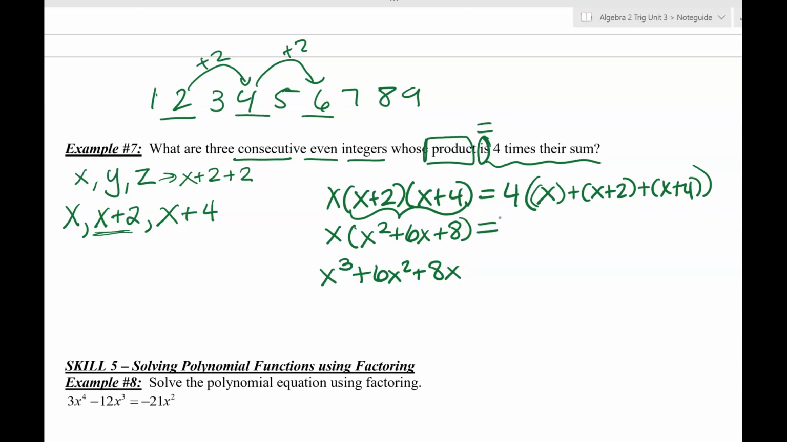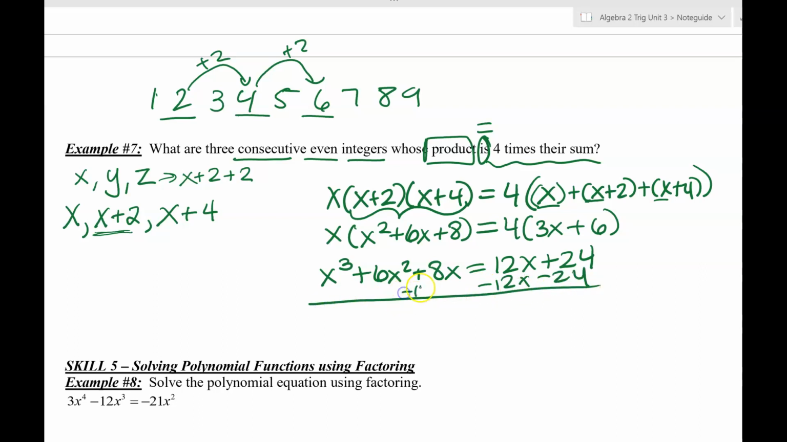What's happening on the right side? Here I can combine like terms. So I have 3x plus 6, and all of that's being multiplied by 4, so that would give me 12x plus 24. And so to solve this, what I want to do is bring all the terms to the same side, much like a quadratic, so I can take a look at it and figure out what my solving options are. So I get 0 on the right side, and on the left side I have x cubed plus 6x squared. The 8x and the minus 12x can combine together to make negative 4x, and I get negative 24.